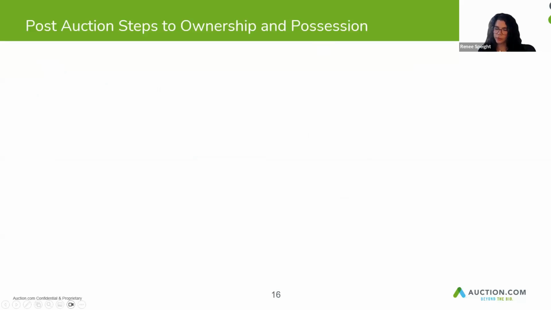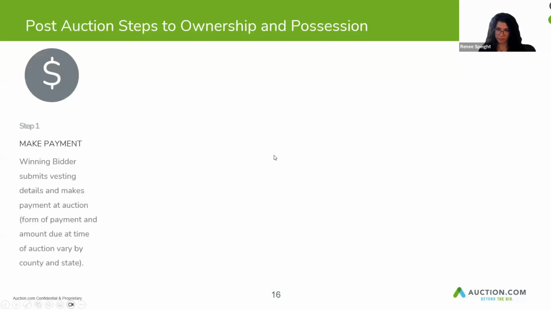Okay, so once you've won a property at auction, there are a few important steps to finalize ownership and possession. Making payment. After winning, you'll need to submit your vesting details and make the payment at the auction if you're in person. The form of payment and amount due all vary by county and state. Now, if you set up your purchase profile, you're good to go.